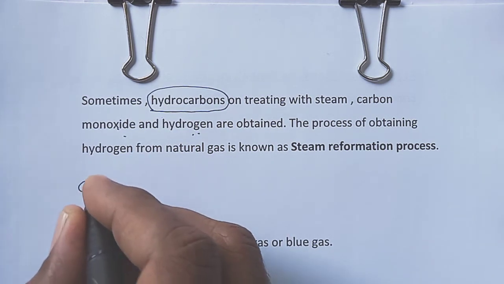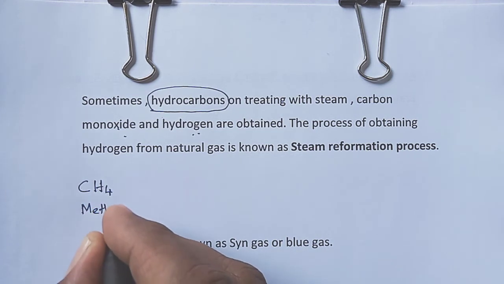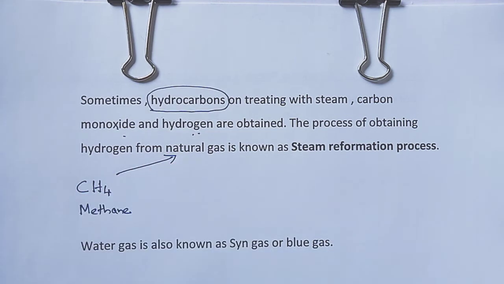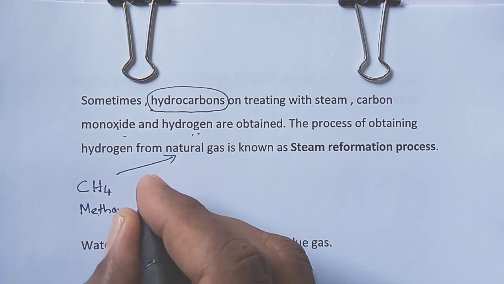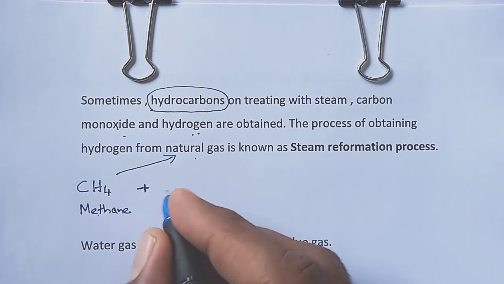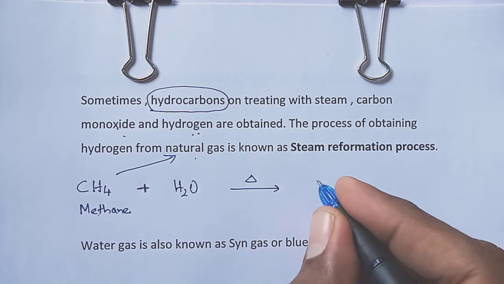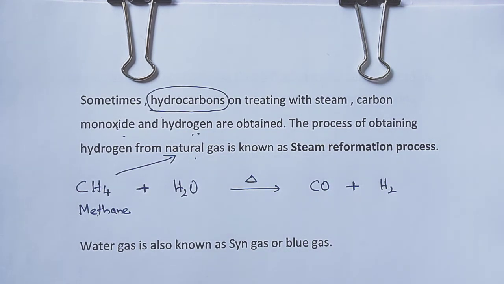Hydrocarbon, one example is CH4. What is this CH4? Methane. The main component present in natural gas is methane. Indirectly we are using natural gas because natural gas majorly contains methane. Now what we should do? This methane is treated with steam at high temperature. Then again carbon monoxide and hydrogen gas are produced.